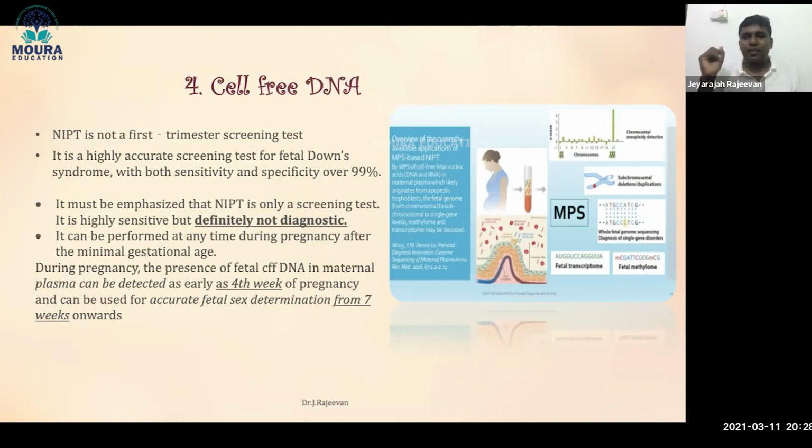In the private sector, not in the government sector. Cell-free DNA is available in Sri Lanka. So if you are a person who can afford the cell-free DNA, you can do it even to identify the sex, even to identify the blood group, even to identify some genetic abnormality, even to identify Down syndrome. Yes, you can do it.